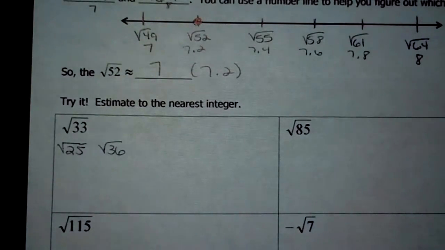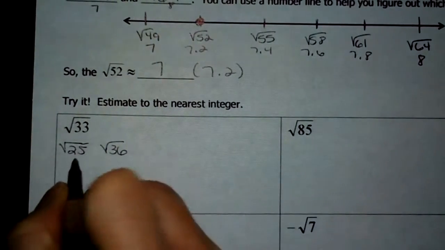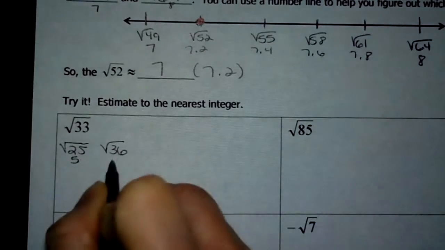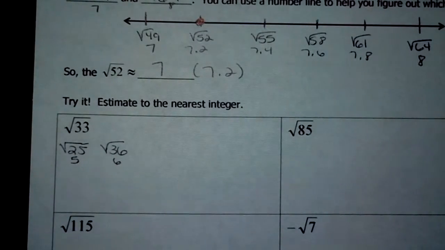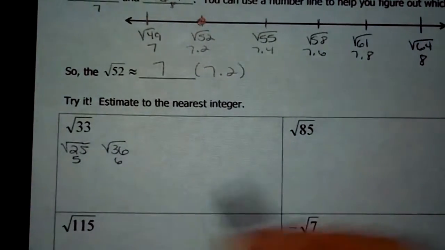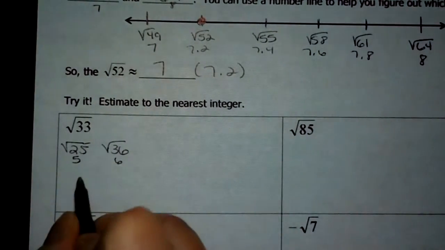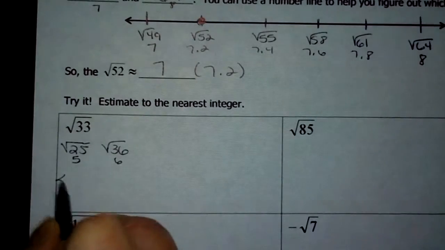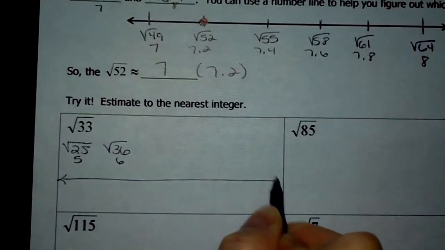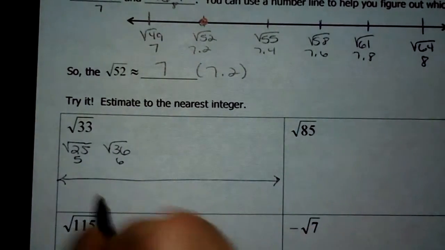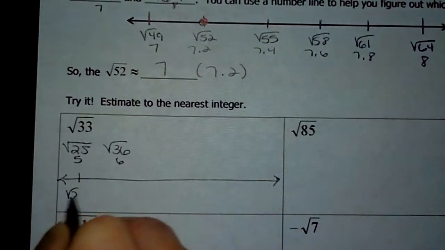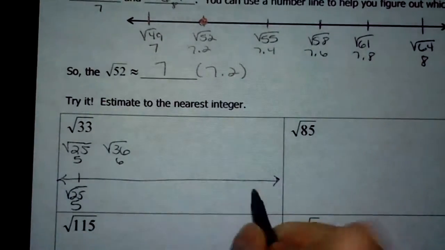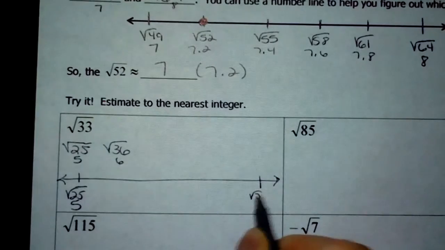Those are the two perfect ones. All right, and 25, again, the square root of that is 5. The square root of 36 is 6. So we know which two whole numbers it's between. We want to figure out which one. So I'm going to make a nice little number scale here. Make a number line for me, please. And I'm going to start off at the square root of 25 over here, which is 5, and the square root of 36, which is 6.